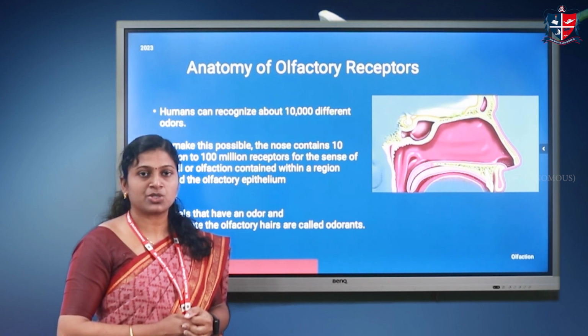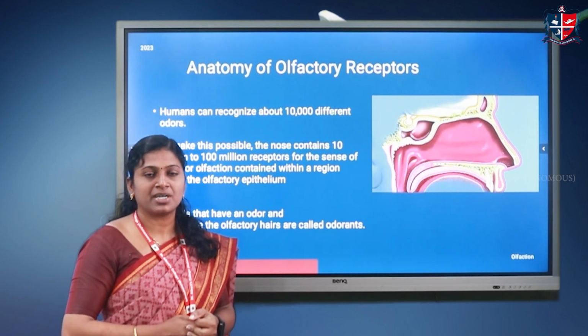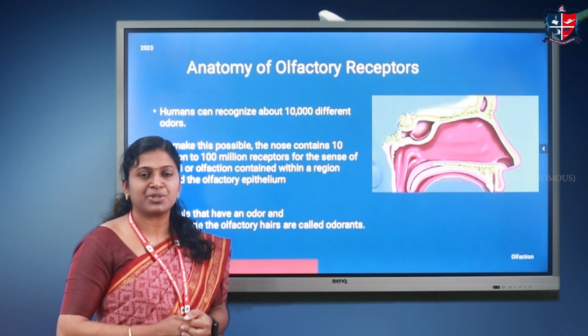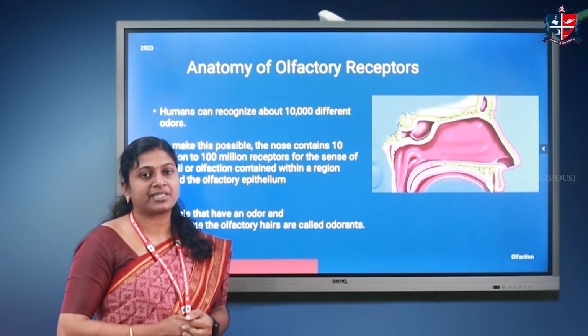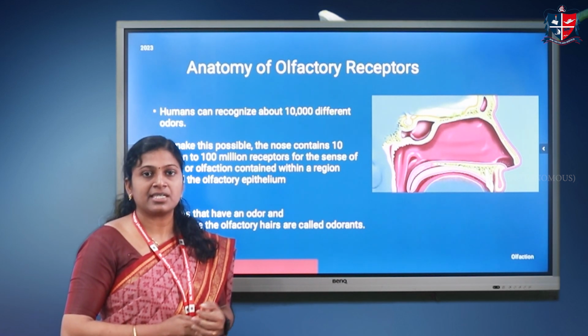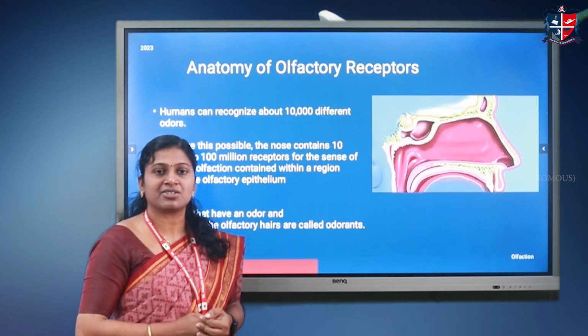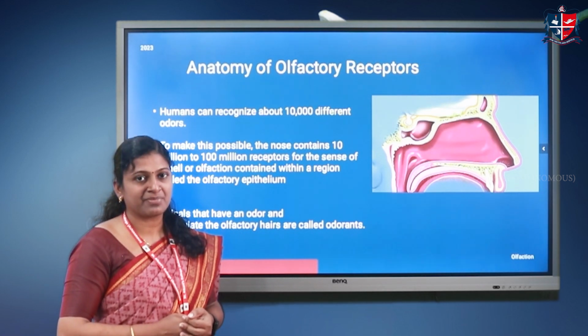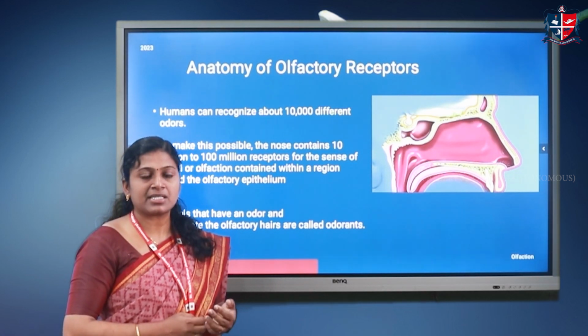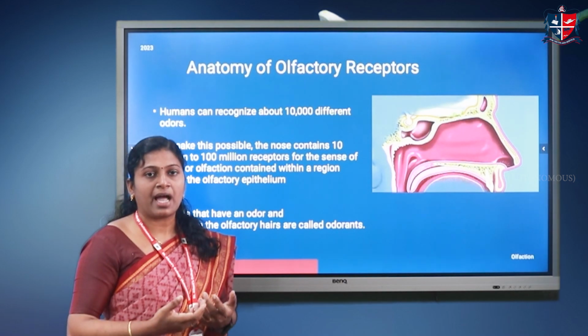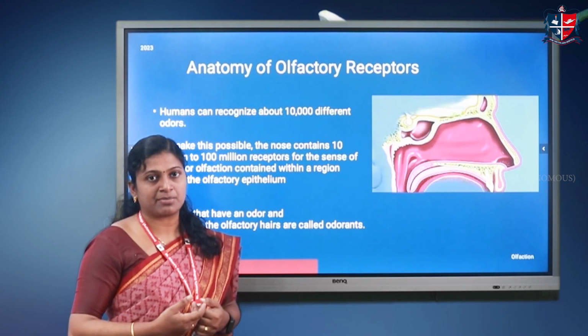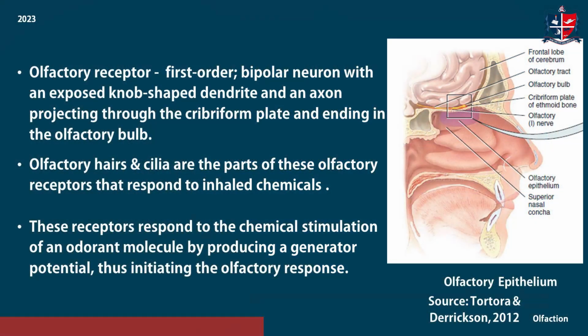To make this possible, a human nose contains around 10 million to 100 million olfactory receptors, and these receptors lie within a region called the olfactory epithelium. The chemicals which have an odor and can stimulate these olfactory receptors are called odorants.